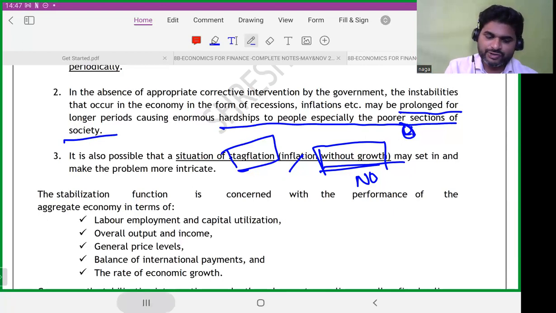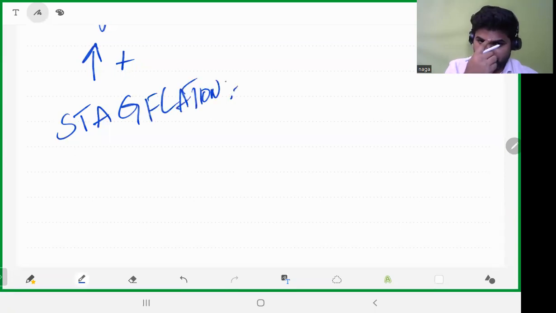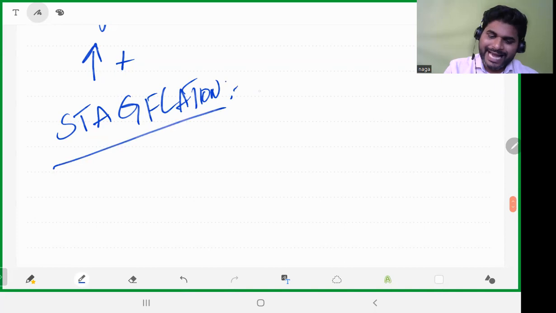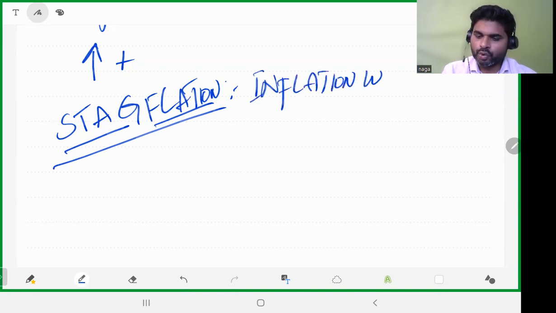Inflation, stagflation. Okay, stagflation. You should remember this. This word will be heard many times. What is meant by stagflation? Stagnation with inflation. That's called stagflation. It means high inflation with no growth.